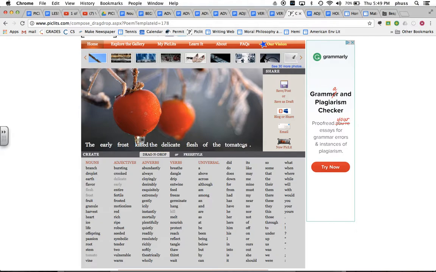Concrete, simple noun here, tomatoes. Flesh is the one that jumps out at me to make the reader think about these tomatoes as human. And then frost. Frost, flesh, tomatoes. So get out there, find a picture on the carousel or 30 more photos, and drag and drop by focusing on keyword choice with respect to nouns. Lots of fun.